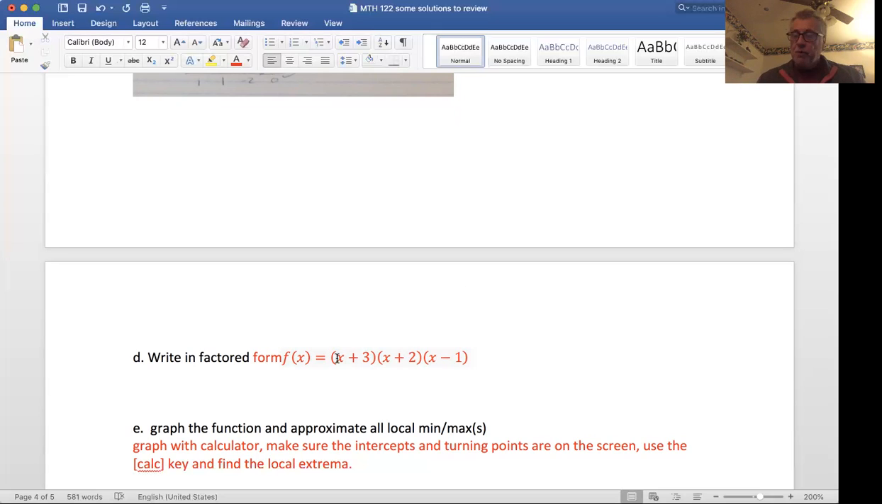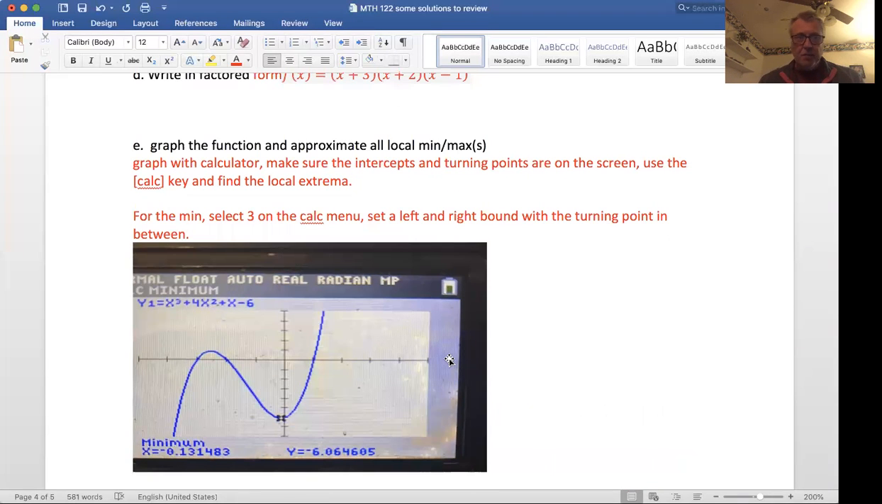So minus 3 was one of our zeros. So that means we make it x plus 3 in factored form. Minus 2 was another one of our zeros. So that means we put in an x plus 2 in factored form. And then x minus 1 comes from the x equal 1. Again, we put an opposite sign in factored form.